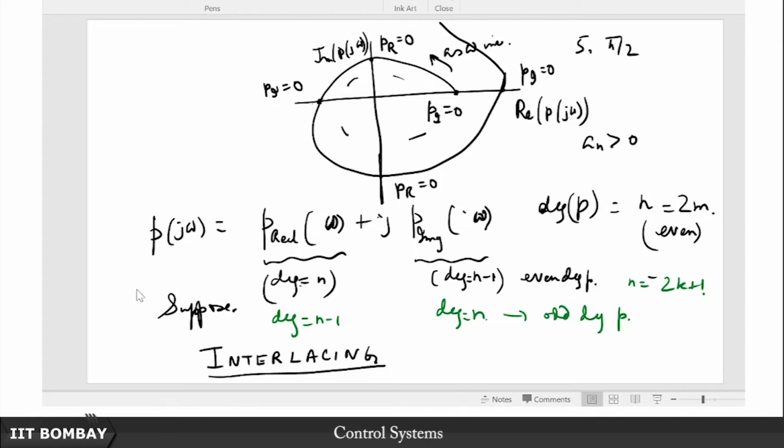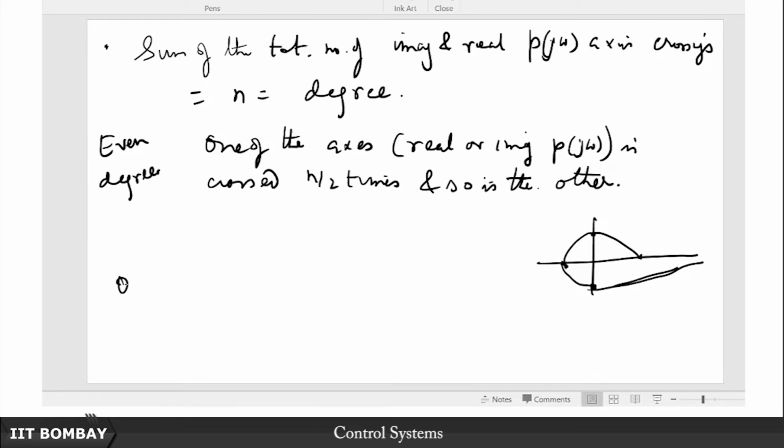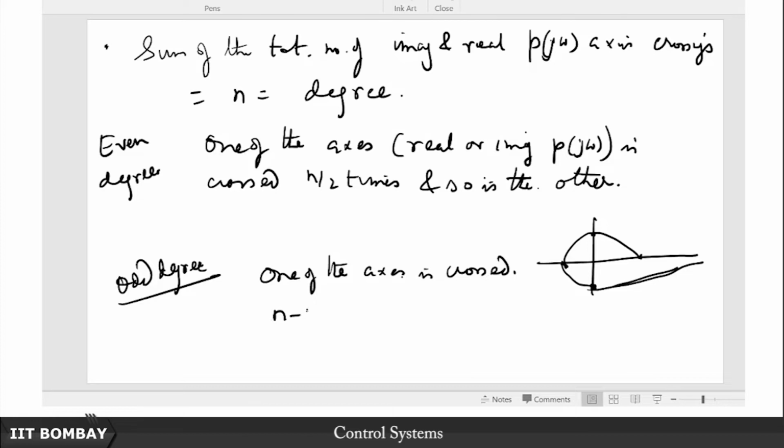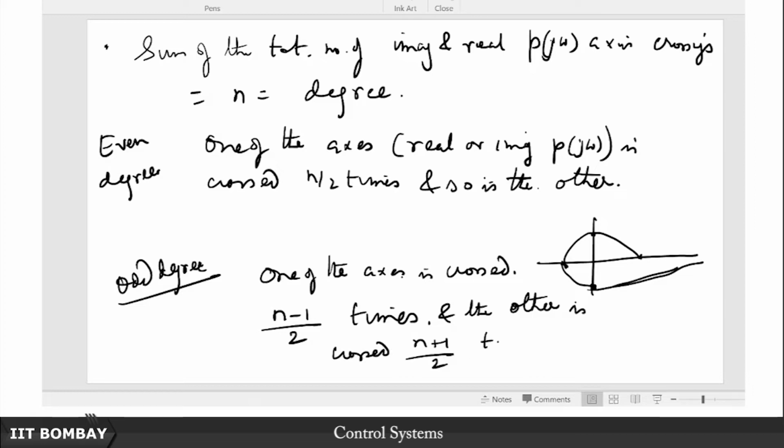So if it's real, if it's imaginary, we'll have all of these. Okay. But now notice, for an odd degree polynomial, one of the axes is crossed (n minus 1) by 2 times, and the other is crossed (n plus 1) by 2 times.